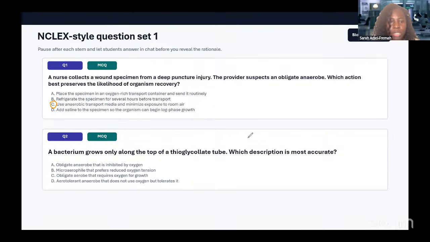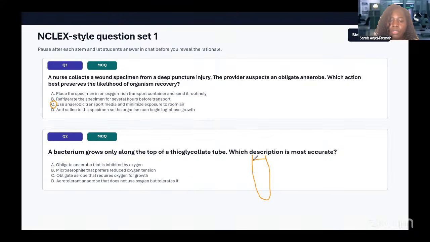Now let's go to question number 2. You have a bacterium, which is one bacteria. It grows along the top of a thioglycolate tube. Which description is most accurate? So remember, we reviewed in our textbook that the thioglycolate tube is mostly used for oxygen. You can use it to check the oxygen concentration of a microbe.